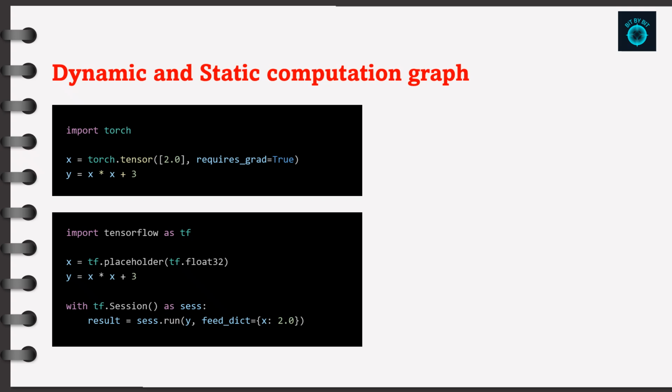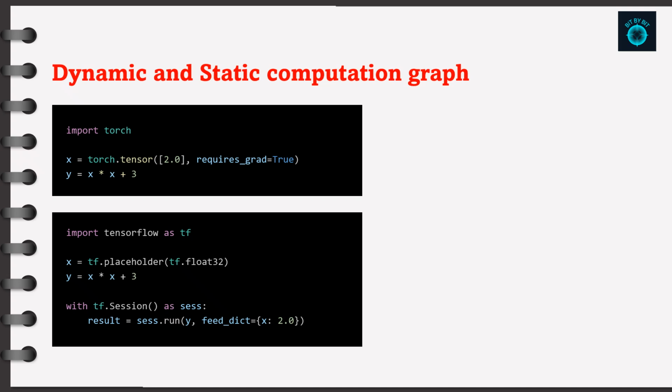PyTorch sees that you're doing x times x. It records this operation in a graph. Then it sees plus 3 and adds another step to the graph. So the graph is built automatically while the Python code runs.